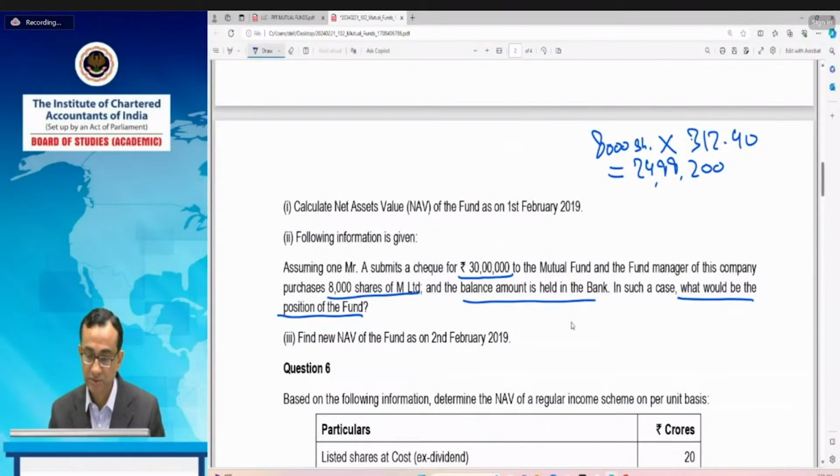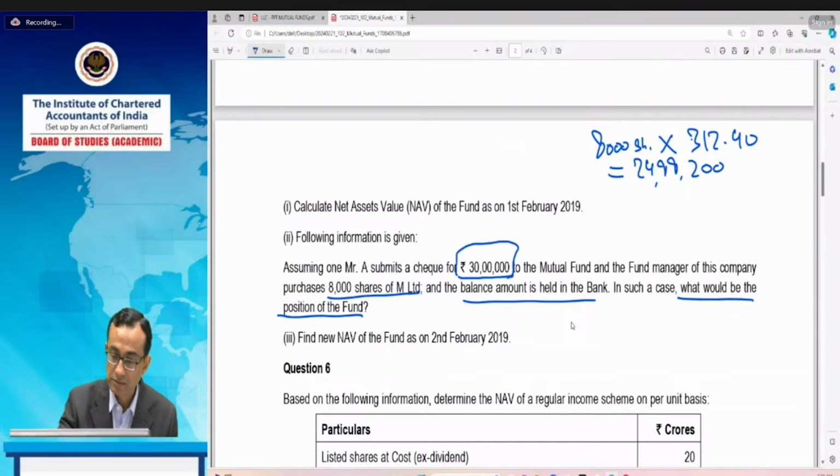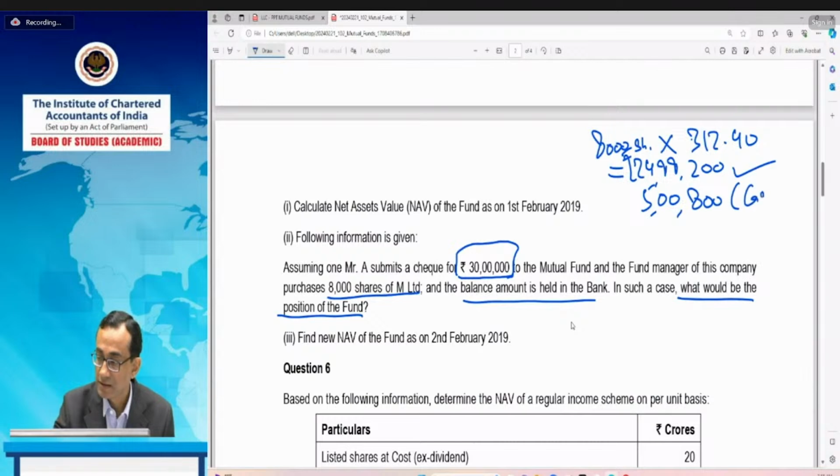But what is the total investment which is made? The total investment is 30 lakh. Mr. A submits a check of 30 lakh. So out of 30 lakh, 24 lakh 99,200 has been invested in shares. The rest of the amount must be in cash. So what is the cash? 30 lakh minus 24 lakh 99,200 is 5 lakh 800. So out of the 30 lakh which Mr. A has made into the mutual fund, 24 lakh 99,200 is in shares and 5 lakh 800 is in cash.